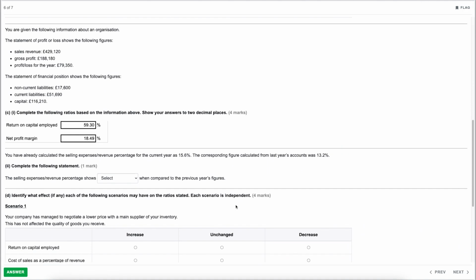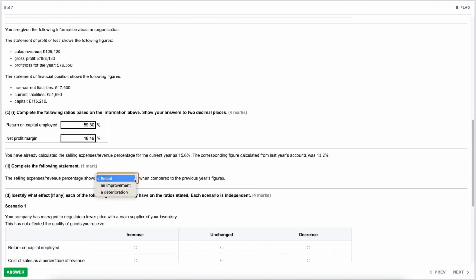Right, moving down then, you have already calculated the selling expenses over revenue percentage for the current year as 15.6%. The corresponding figure calculated from last year's accounts was 13.2%. Complete the following statement for 1 mark. The selling expenses over revenue percentage shows, and we need to select either an improvement or a deterioration when compared to the previous year's figures.